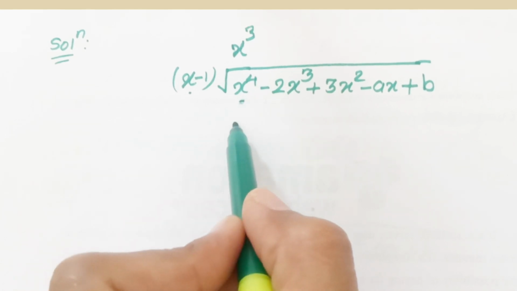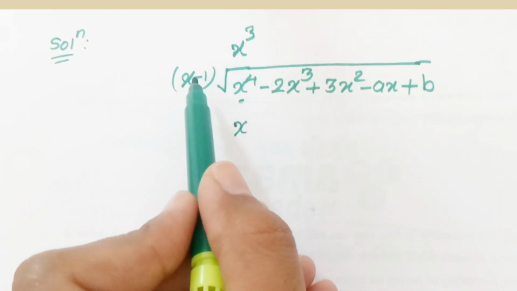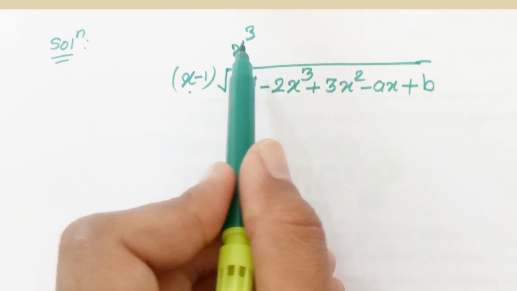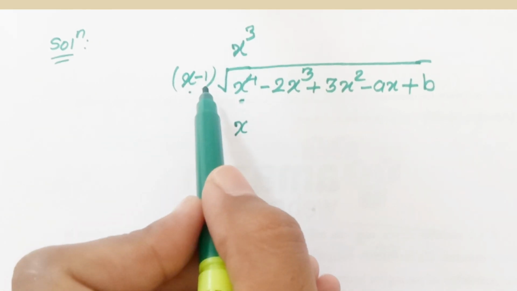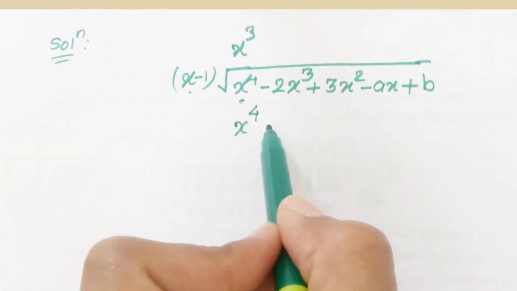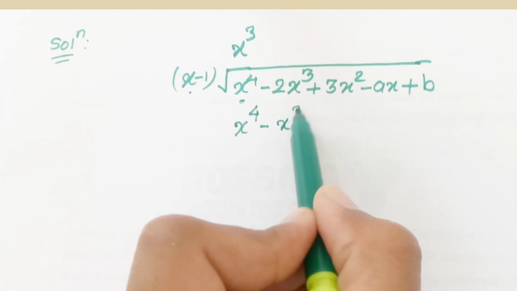So here take the multiplication of these two polynomials. Here x cube into x minus 1. Here we get x raised to the power 4 minus x cube.